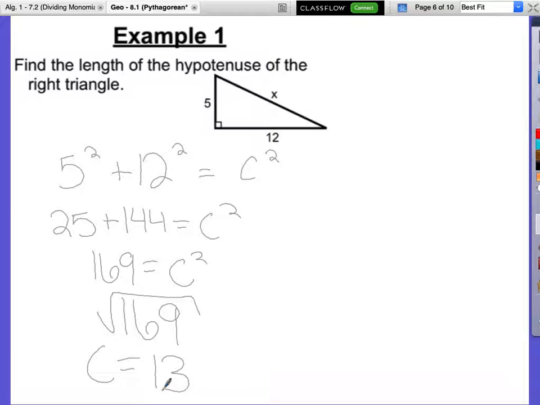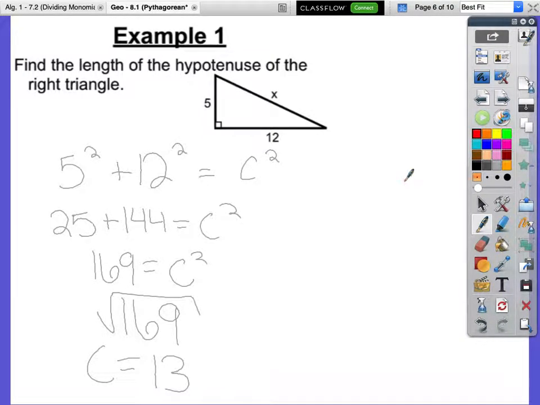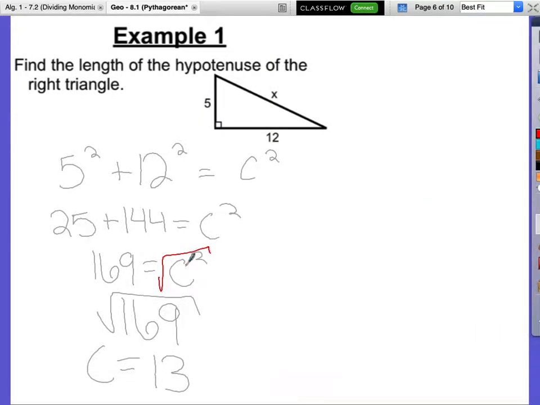Thank you. Because if we square root both sides, guys, if we square root a square, that undoes it because those are inverse operations. So then we just get c. And c is a perfect square. 169 is a perfect square, so it is exactly 13. Not approximately like we had on our distances for last test, but exactly.